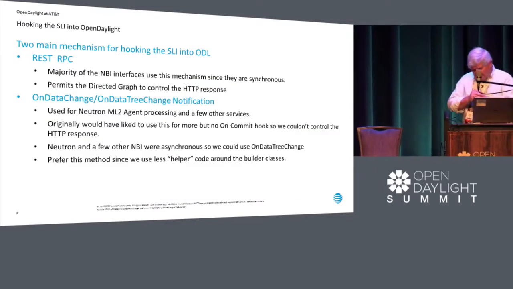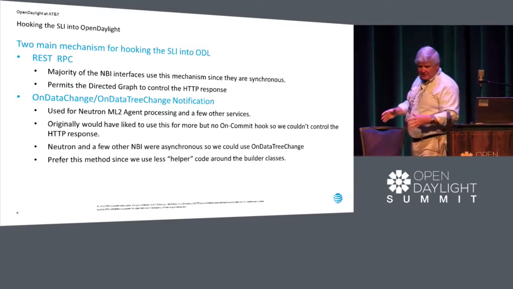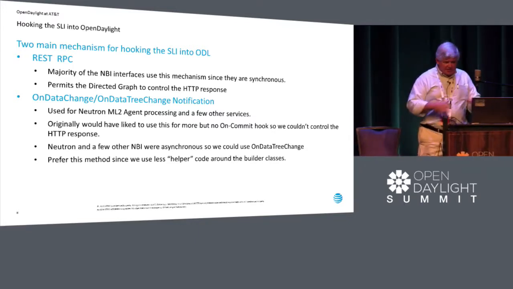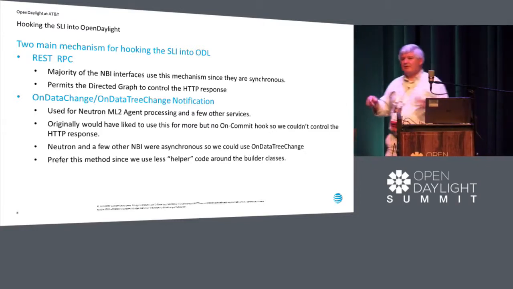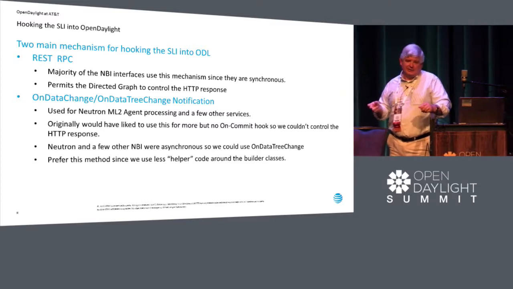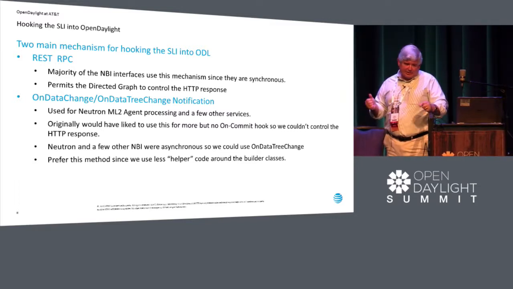So two basic mechanisms. Today we predominantly use REST RPCs, because the majority of our interfaces really are synchronous for the things that we're doing. It permits the directed graph to control the HTTP response. And that's kind of critical with some of the business operations.